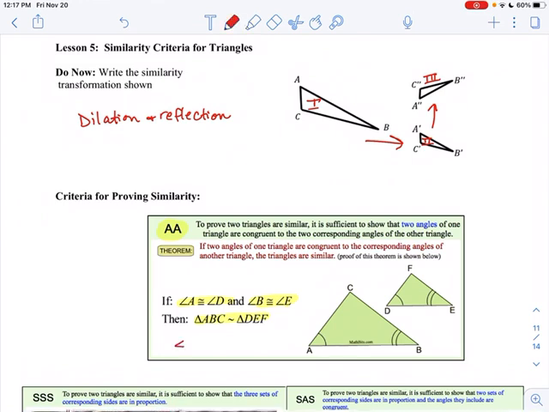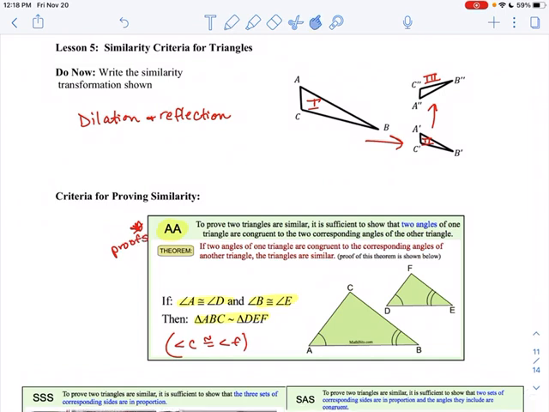Now, angle C and angle F are also going to be congruent, but I don't have to prove that. Once you have the two angles congruent, that is enough to say that my triangles are similar to each other, because the third angles automatically will be congruent. This is the method that I use when I'm doing proofs, angle, angle.